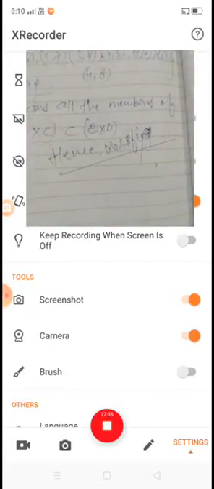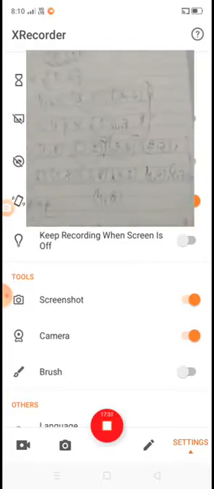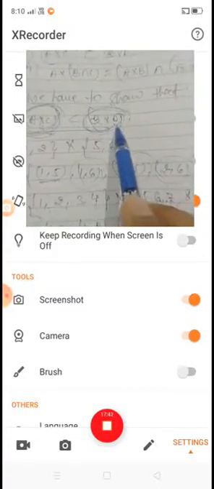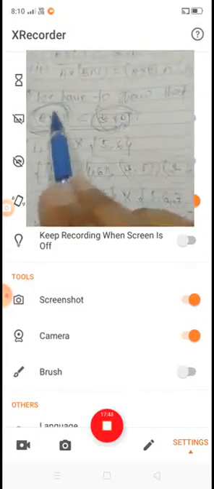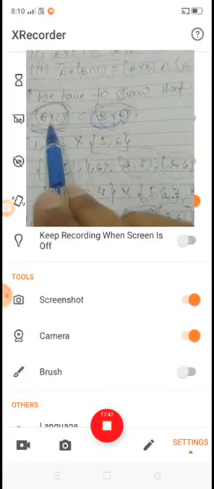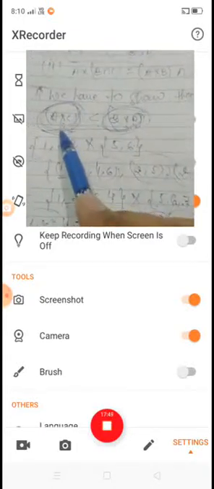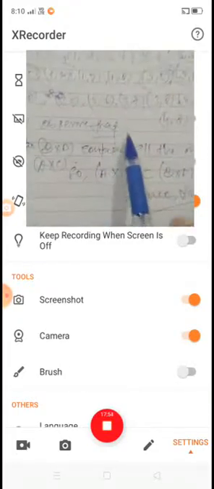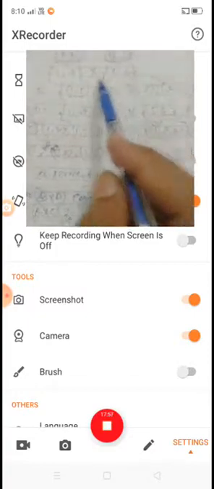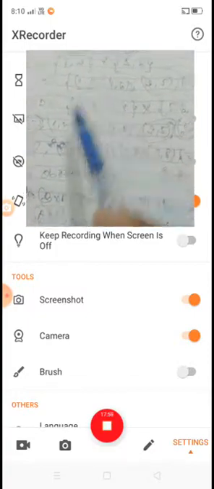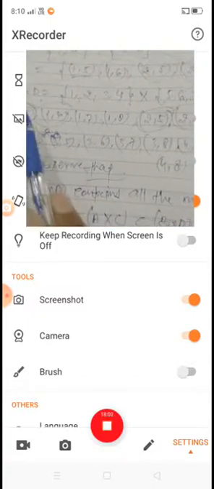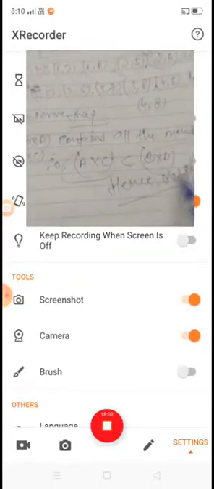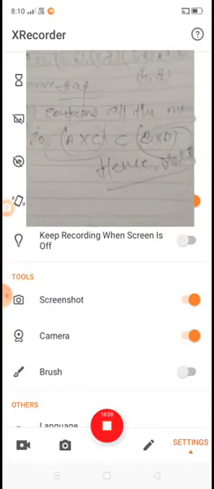Verifying. Okay. A cross C is a subset of B cross D. It means that if all the members of A cross C are in B cross D, then we can say that A cross C is the subset of B cross D. Here we observe that all the members of A cross C are also in B cross D. It means that B cross D contains all the members of A cross C. So we can say that A cross C is the subset of B cross D.